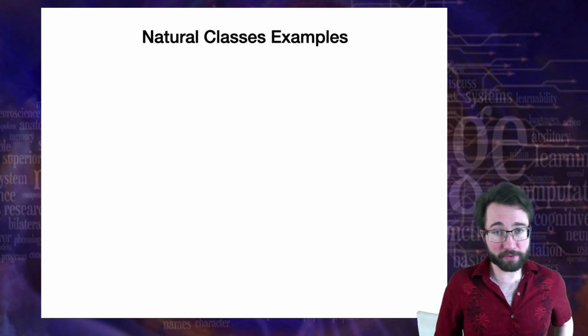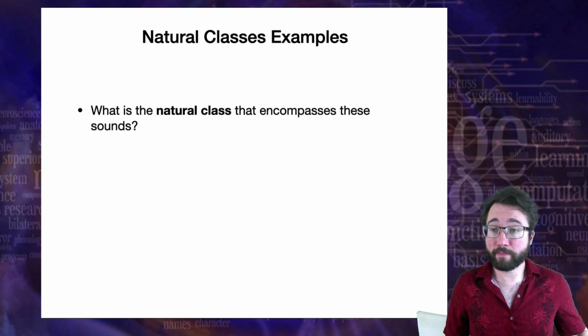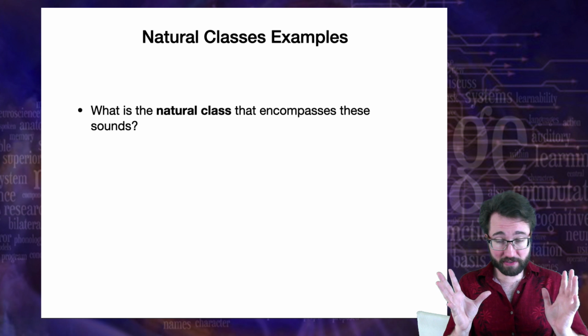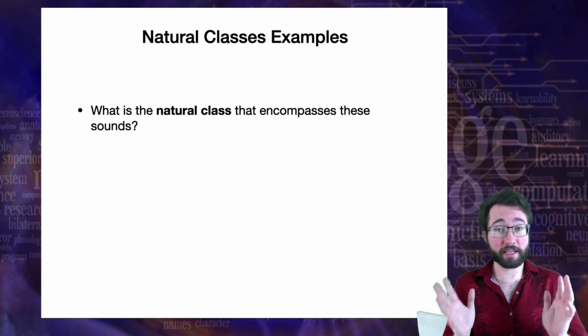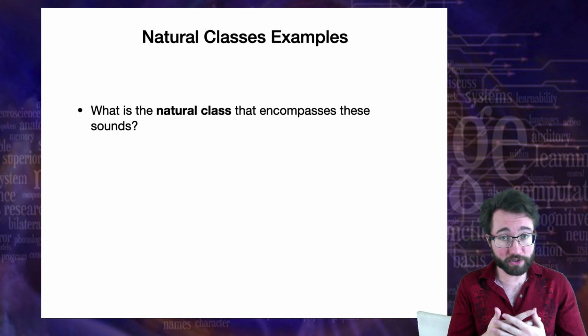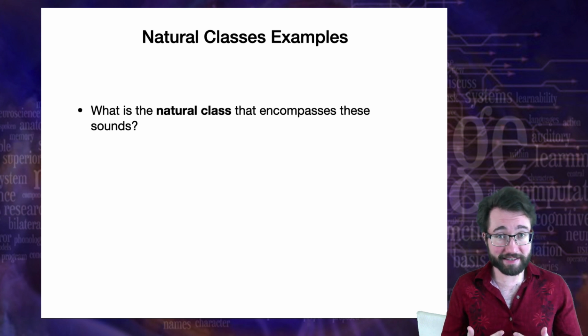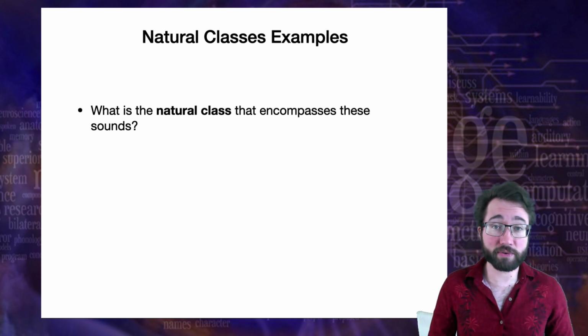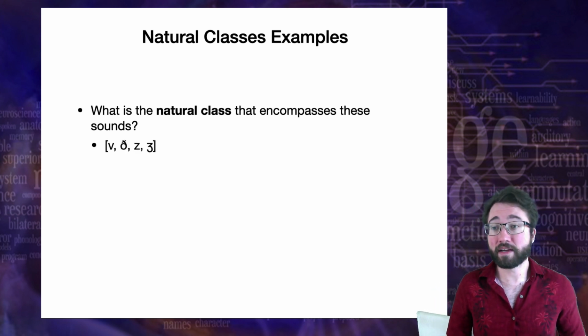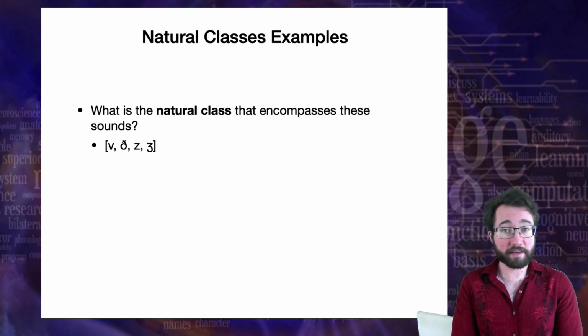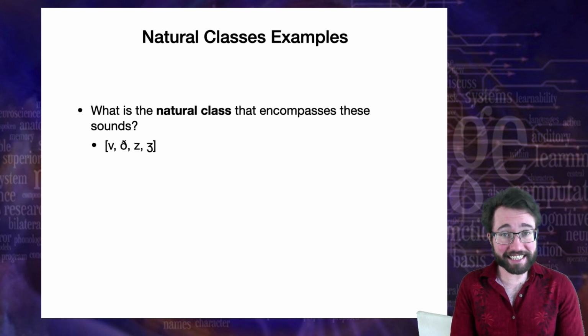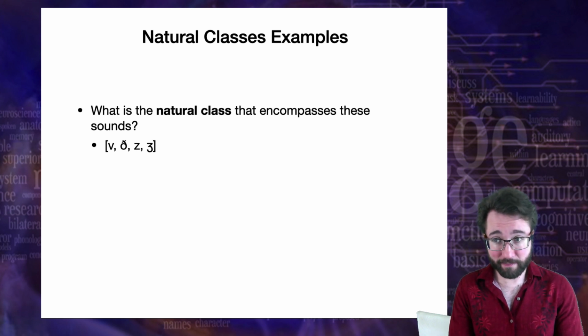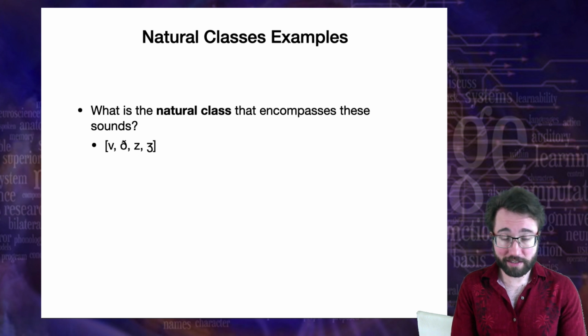So let's look at some examples of natural classes. I'm going to show you some sets of sounds, and I want you to identify the natural class. So if you see some phonological rule determined by a conditioning environment that consists of these sets of sounds, then you should be able to identify, abstract out the natural class that describes that set. So the set of sounds v, eth, z, zh. What are these? Well, think about what features they have in common. So they're all voiced. That's the first thing you should notice.